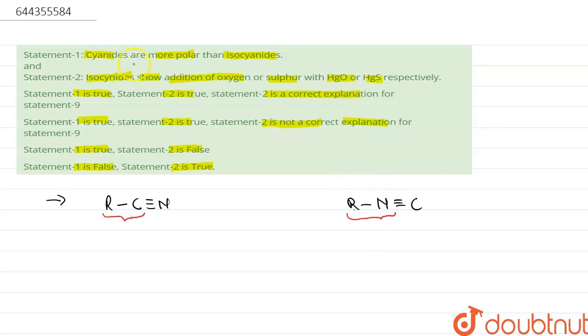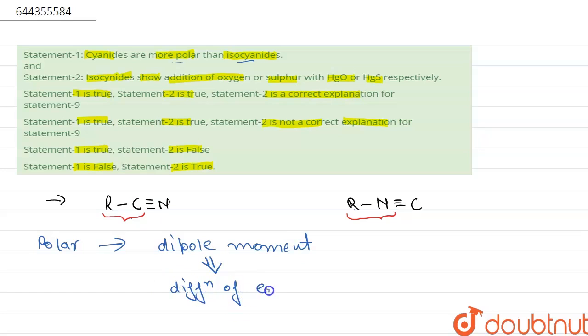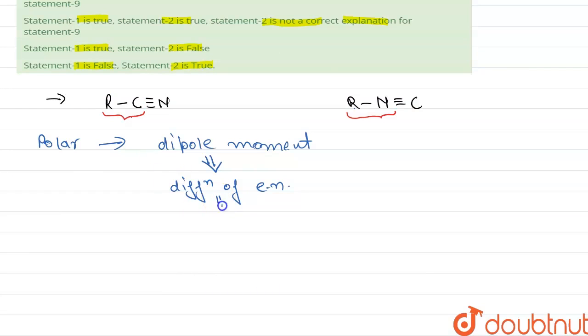In statement first, we have that the cyanides are more polar than isocyanides. We know that the polarity depends upon the dipole moment. If a molecule is polar, then it must have a dipole moment. And dipole moment is basically the charge separation produced due to the difference in electronegativity. And the dipole moment is a vector quantity which has a direction from positive part to negative part. So here we will check the dipole moment of the cyanide and isocyanide group.